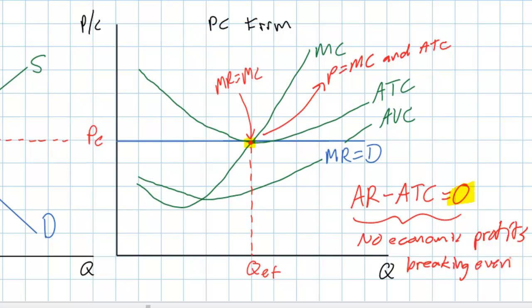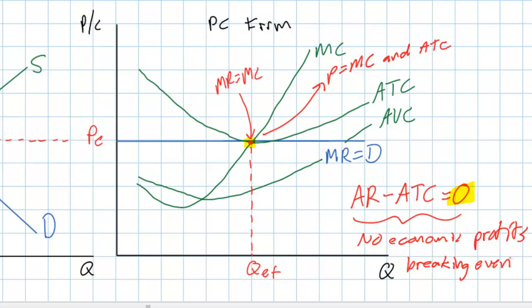This firm is covering all of its explicit costs of production: the wages it pays its workers, the rent it pays its landlord, the interest it's paying the bank for any capital that it borrowed, and a normal profit, which is the cost needed to keep the entrepreneur in this market. This firm is breaking even.